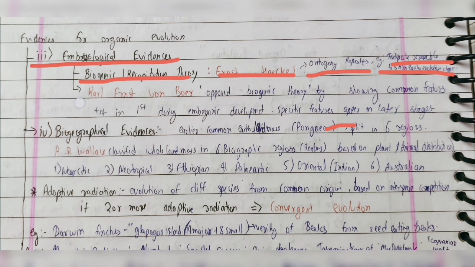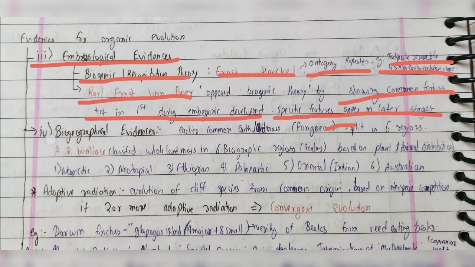This was disproved by Karl Ernst von Baer because he opposed it, as common features appear first in embryonic development in most of the species. Specific features only appear in later stages of life, like how early gametes seem almost identical in most sexually reproducing organisms, and then features like heart and limbs appear in the later development period. So the recapitulation theory was disproved by Karl Ernst von Baer.